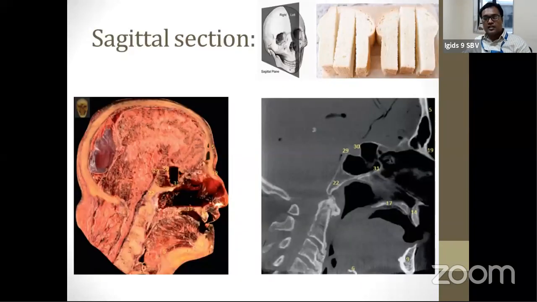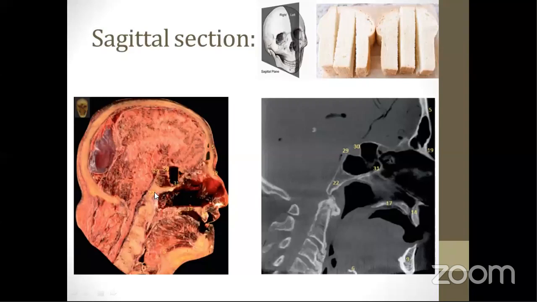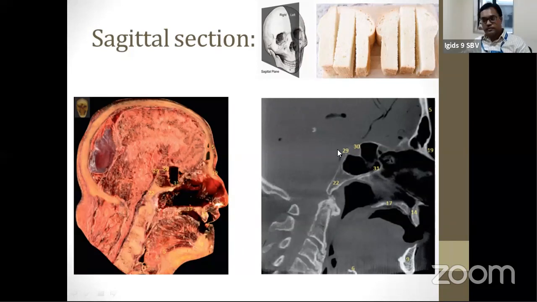The next is our sagittal section. A quick revamp again. This is like cutting the bread from one end to the other, making bread sticks out of it. So even the skull, we are going to cut it from one end to the other. So doing that, we are going to get the sagittal section. So this is one of the sagittal sections, and this is exactly how it appears on a radiograph.